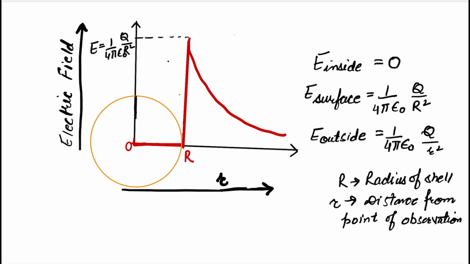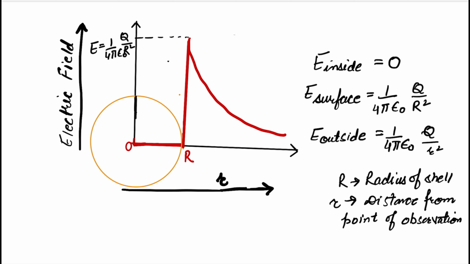On the basis of the entire information, we can write that E inside is 0, E on the surface is 1 upon 4 pi epsilon naught Q by R square, where this capital R represents the radius of the spherical shell. Then E outside is equal to 1 upon 4 pi epsilon naught times Q, the total charge on the spherical shell, divided by small r square. This small r represents the radius of the Gaussian surface which passes through the point of observation.